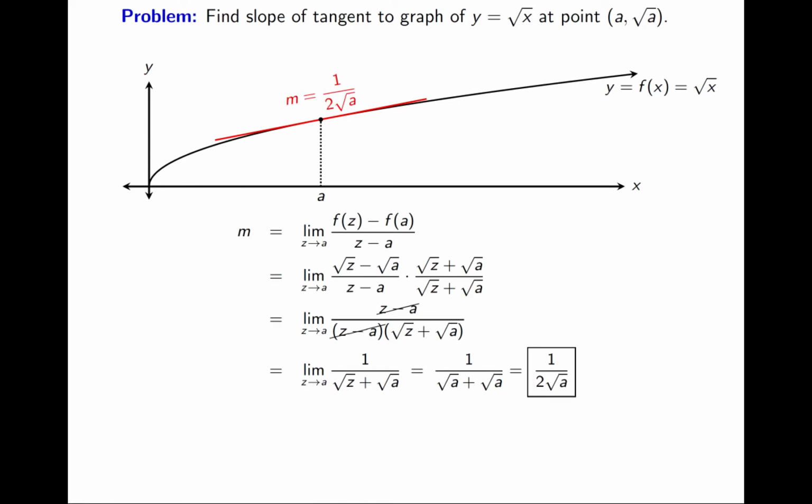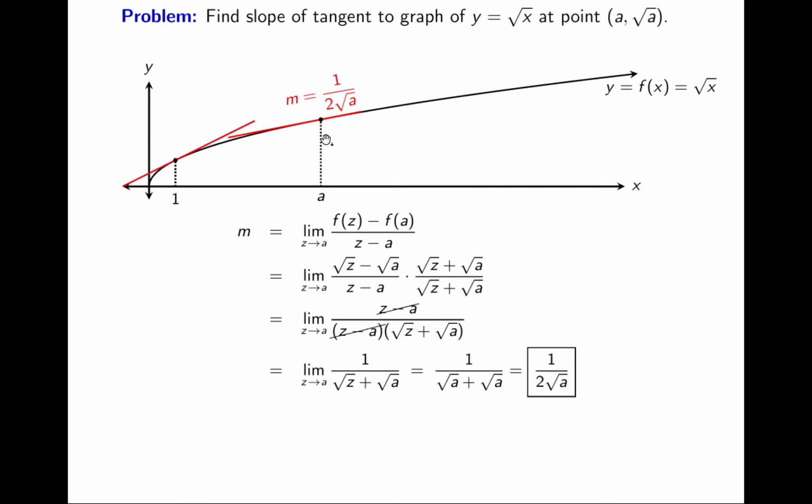So that's our slope. The slope of this tangent line is 1 over 2 square root of a. Now notice that has an a in it. The value of m here depends entirely on what a is, which makes sense because if we change a to a different number, we're going to change the tangent line and we're going to change the slope too.